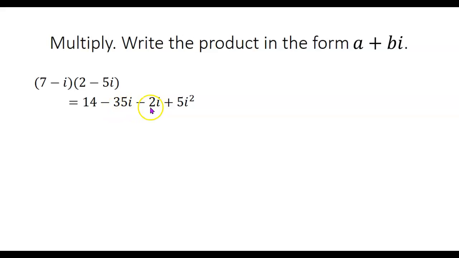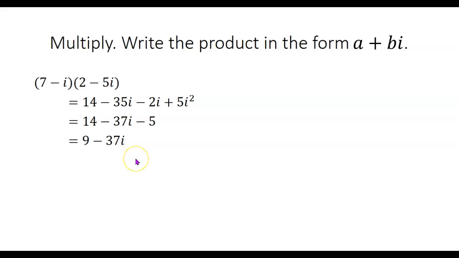And now combining like terms in the middle here, we have 14 minus 37i, and then remember i squared is -1. So this 5 times this -1 is minus 5. Finally, we can combine the 14 minus 5 into 9. So we end up with 9 minus 37i. So that's the answer in that standard a plus bi form. We got 9 minus 37i.